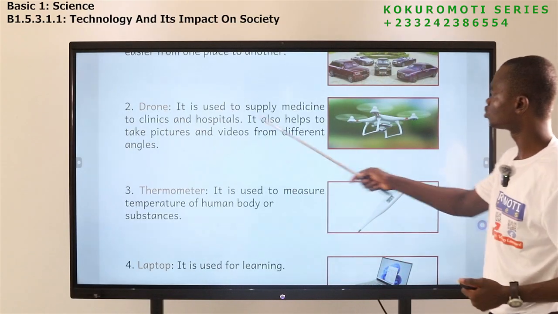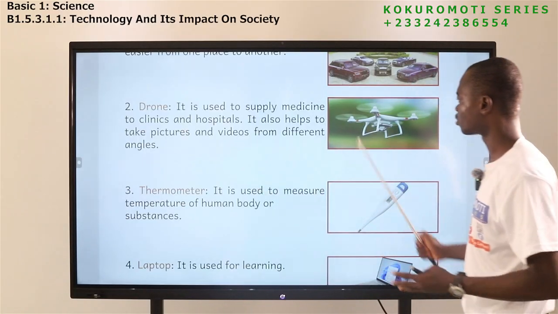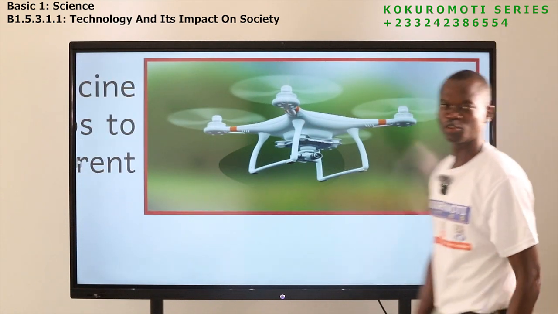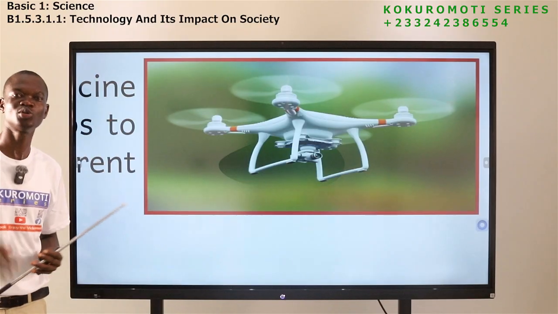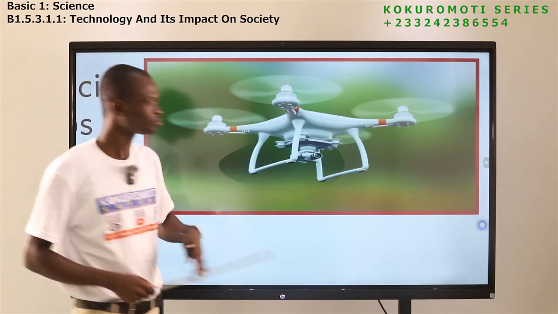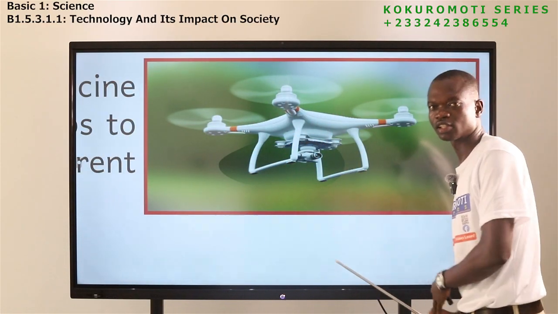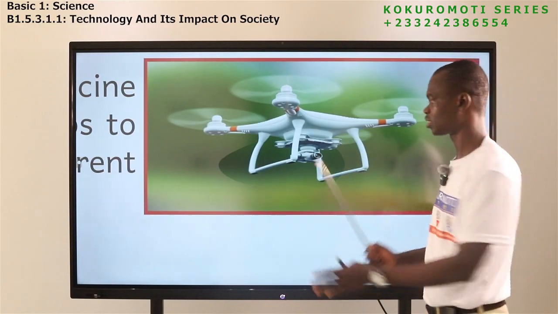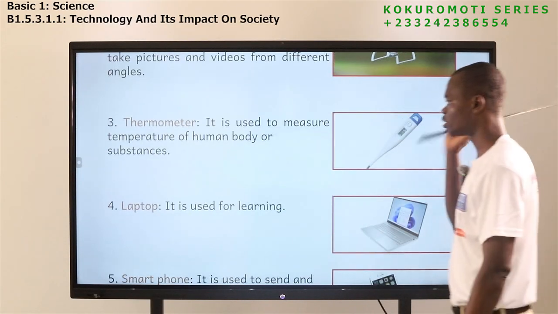Drone. It is used to supply medicine to clinics and hospitals. It also helps us to take pictures and videos from different angles. So this is drone. Look at how drone looks like. If you go to party or programs, sometimes they use this to take pictures. It will be flying over your heads and taking pictures. We can also use this to send medicine from one hospital to another, or send packages from one place to another place. So this is what drone looks like. Without technology, you can't do this. So technology is so important.